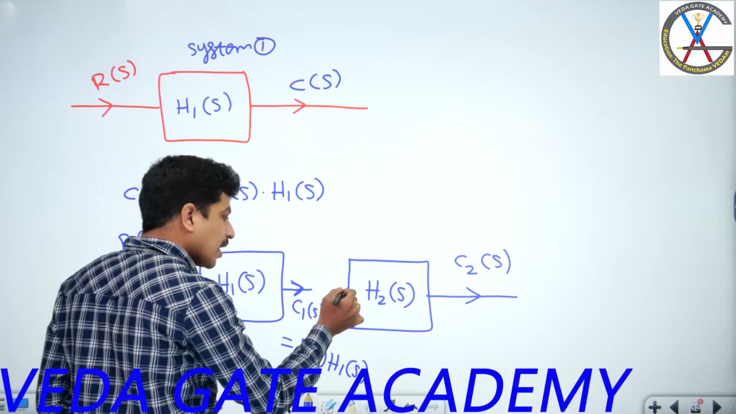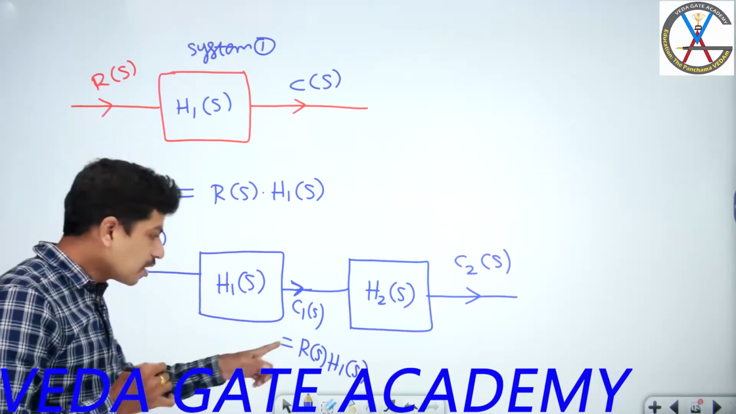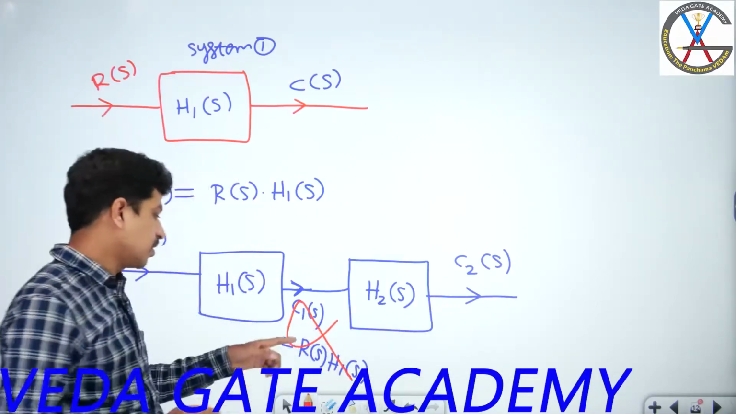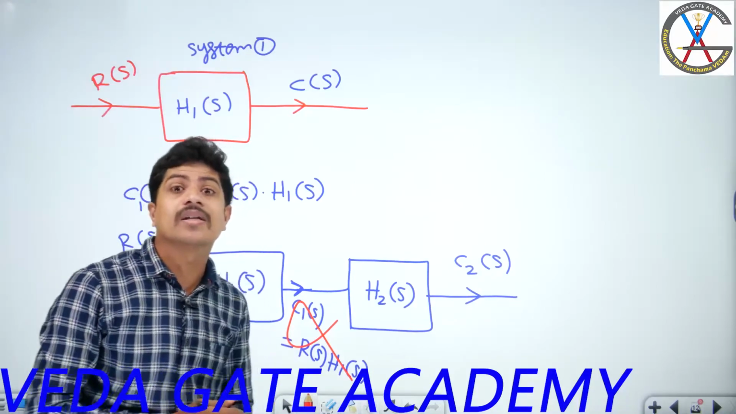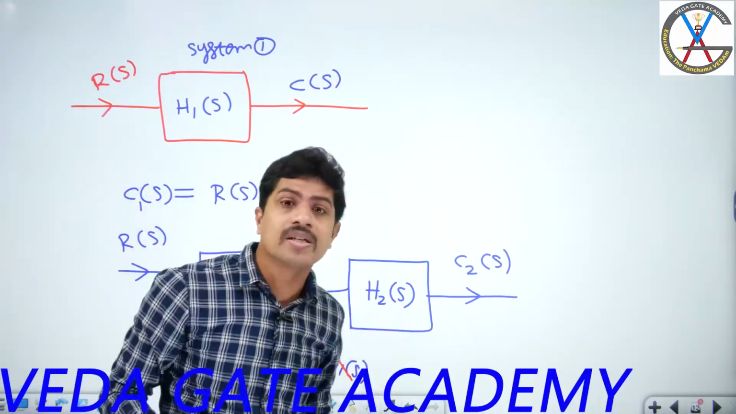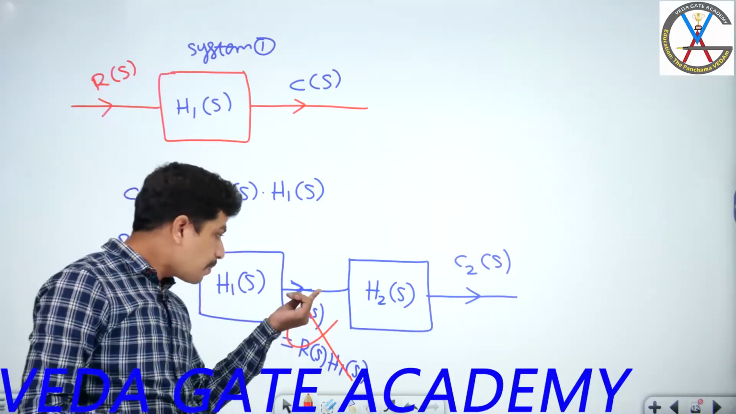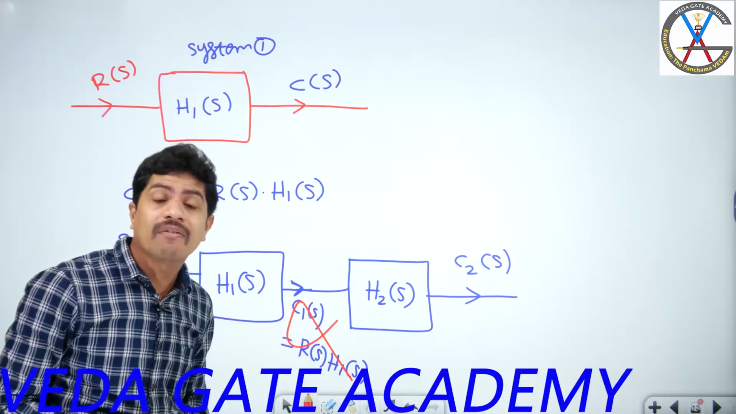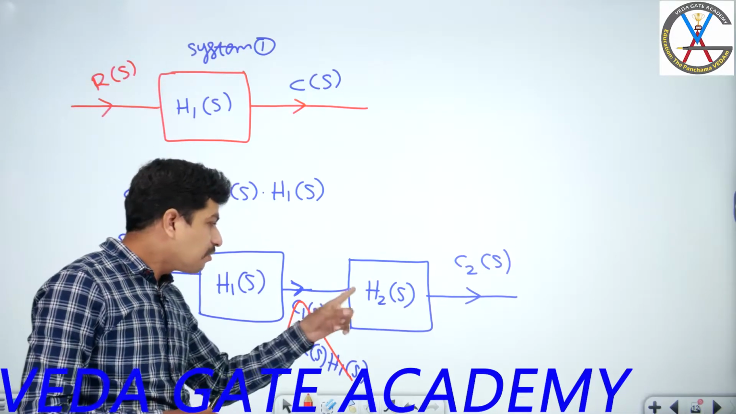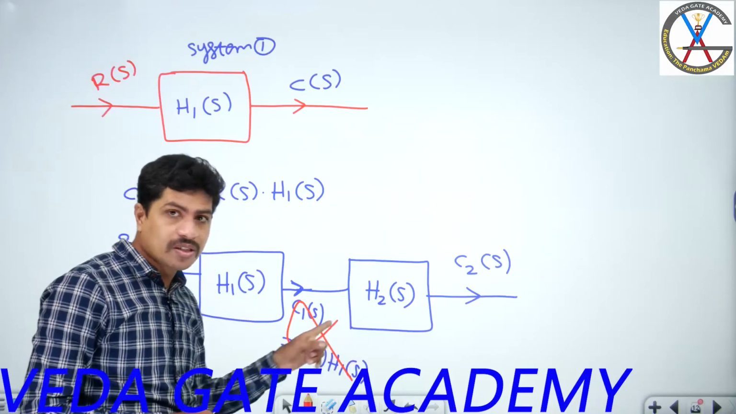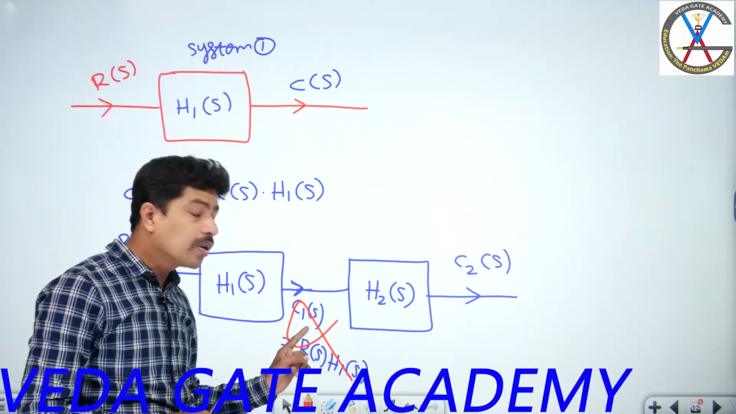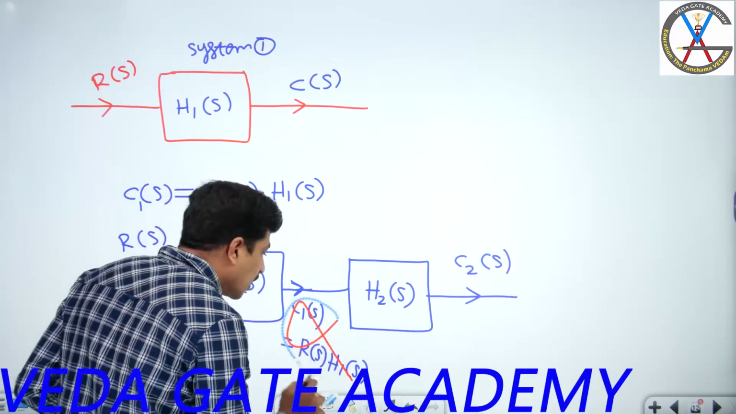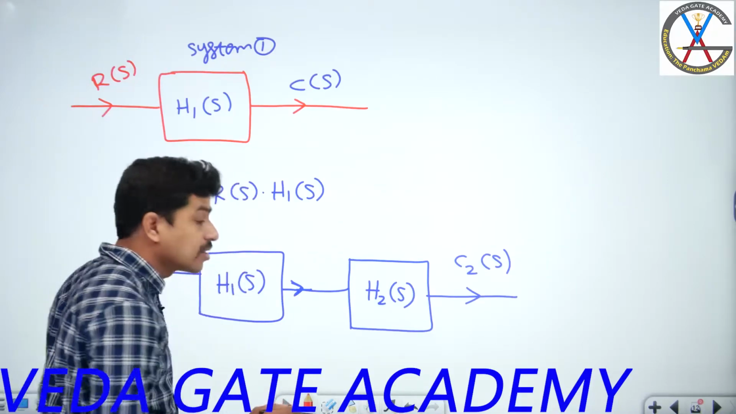But as and when I connect this H2 of S, this is no more C1 of S, and C1 of S is not equal to R of S into H1 of S, if we take loading effect into consideration. But if I keep a buffer here between these two, loading effect is nullified, and with or without this H2 of S, C1 of S is going to be R of S into H1 of S. Yes or not?